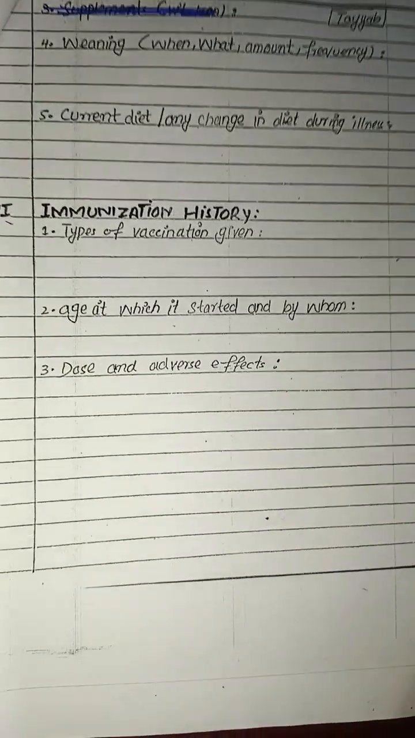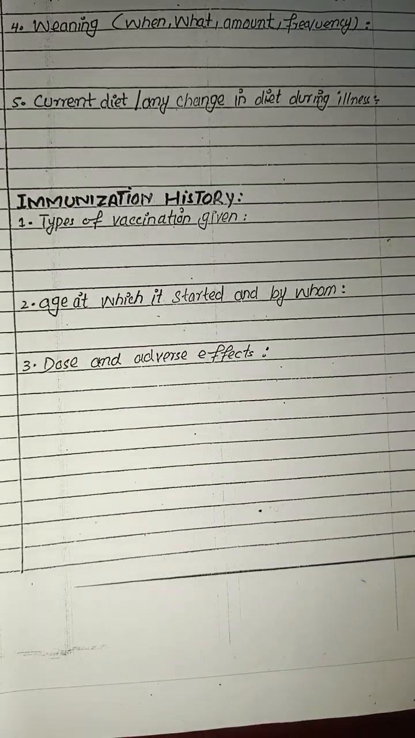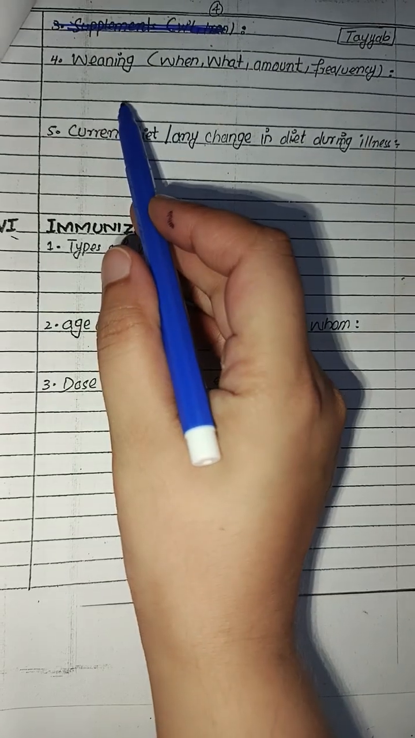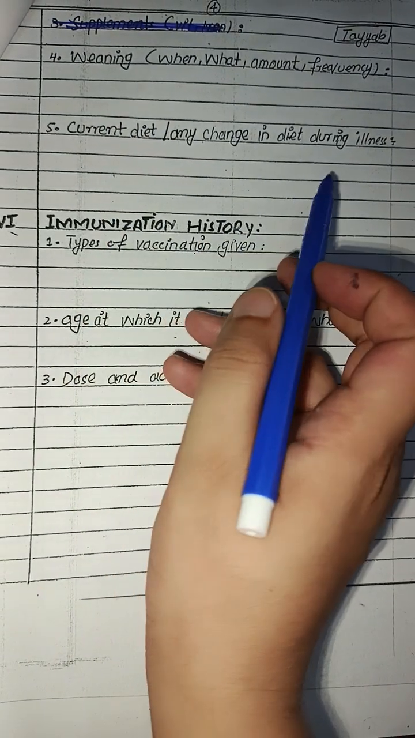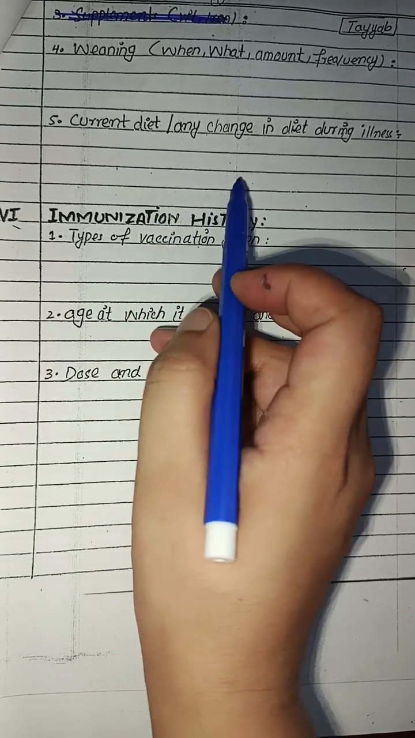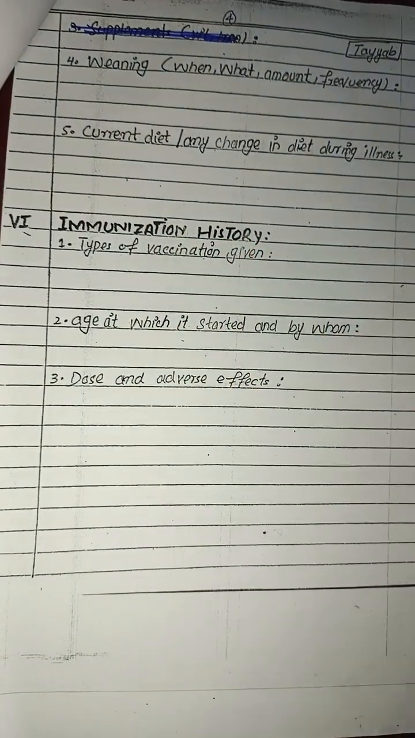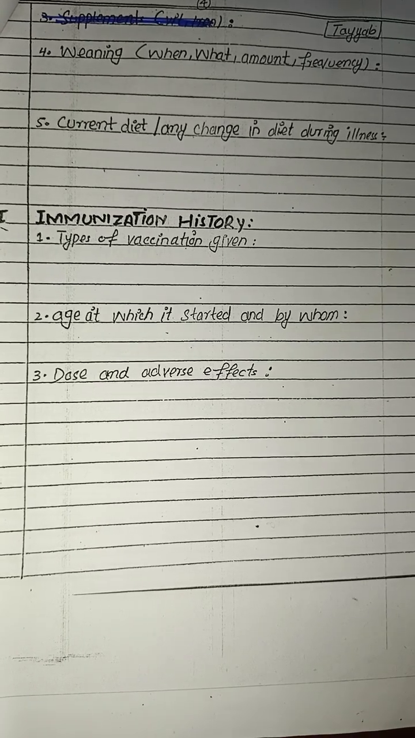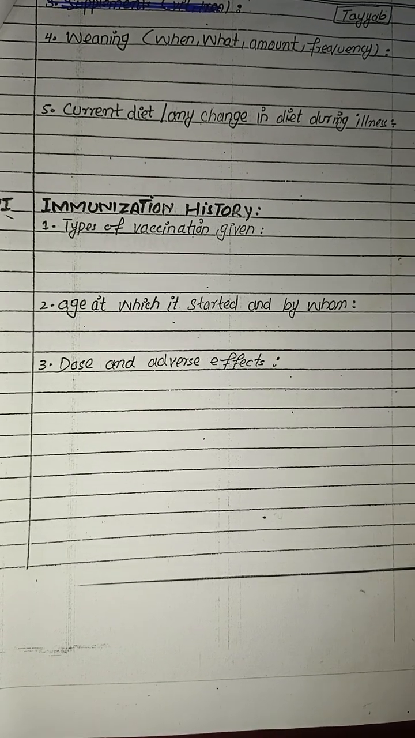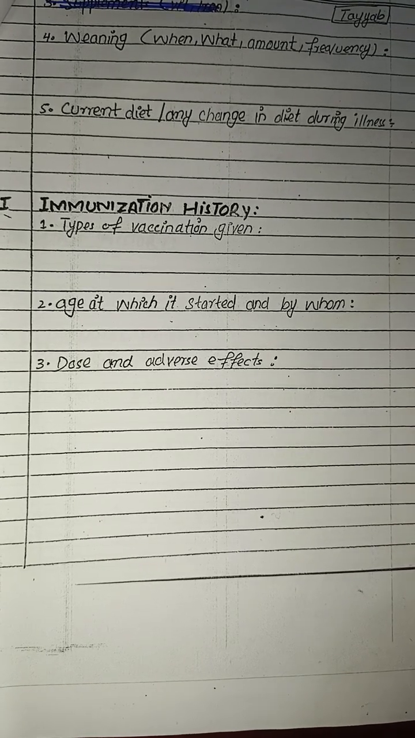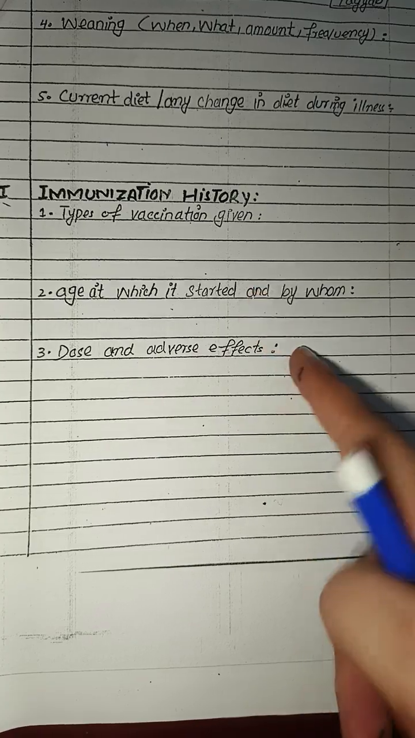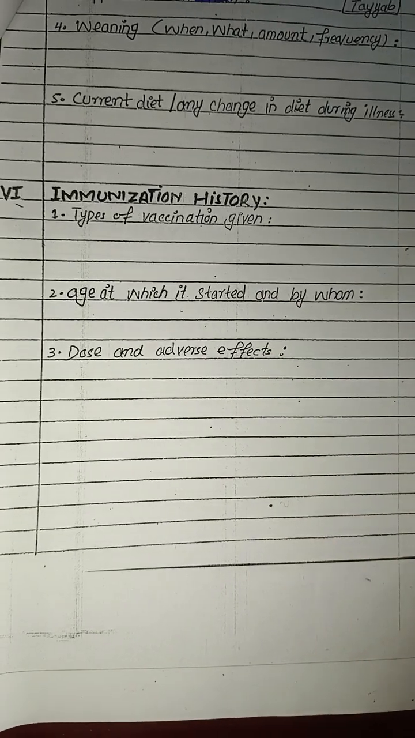Weaning, either the mother has started weaning the child or not. Usually weaning starts at 6 months of age. Current diet, whether it contains food, vegetables, or only bread, and which type of material the patient's current diet contains. Immunization history: did the parents immunize their children or not? Age at which immunization started: usually starts at birth with BCG vaccination.